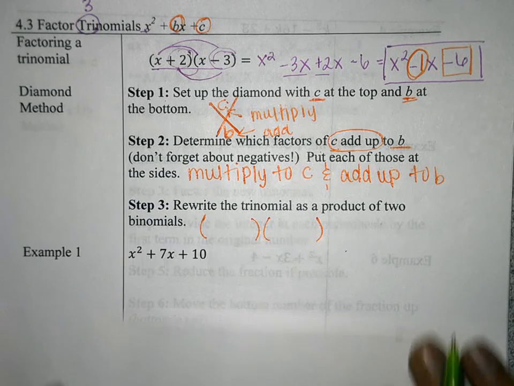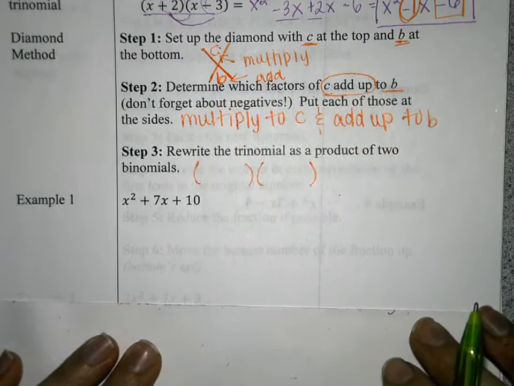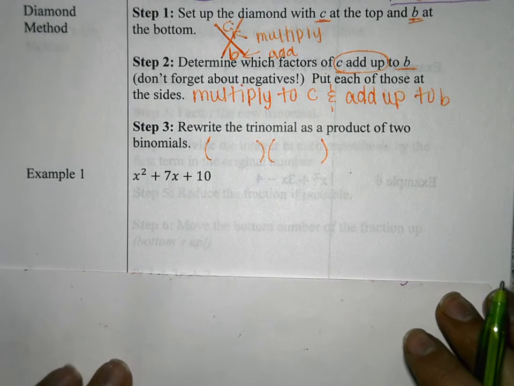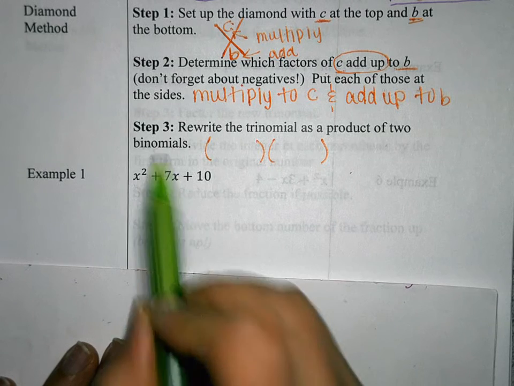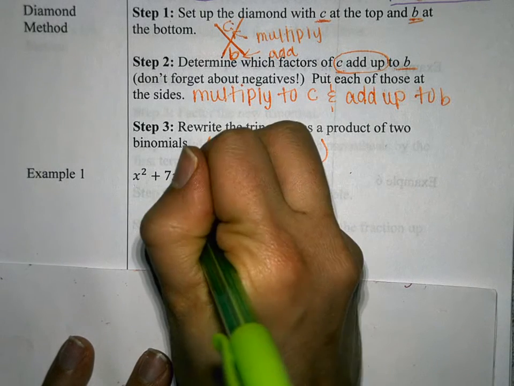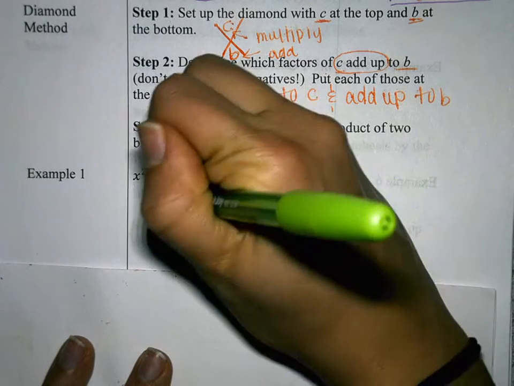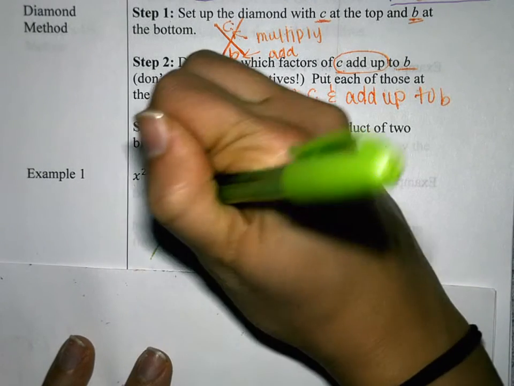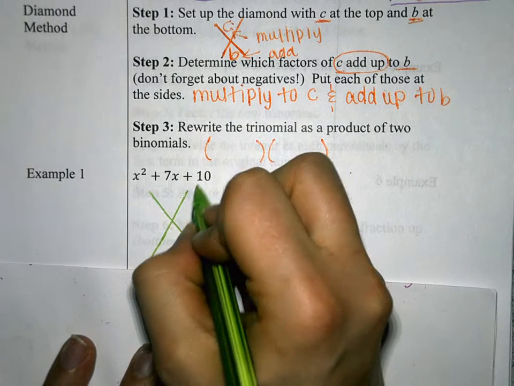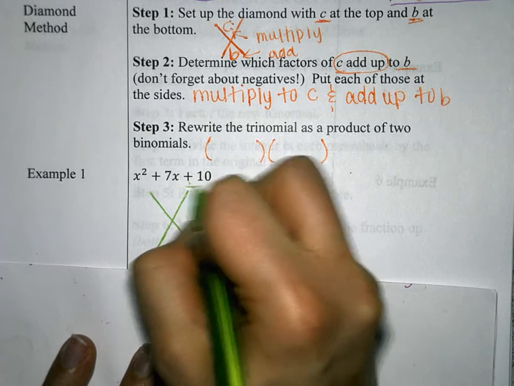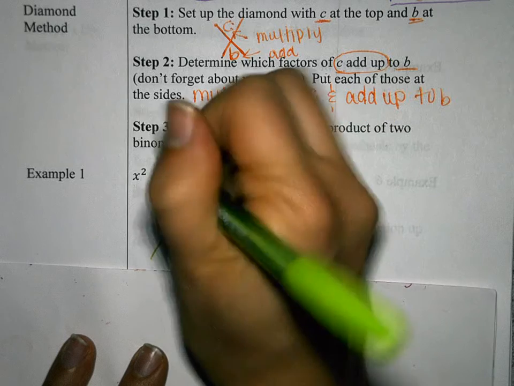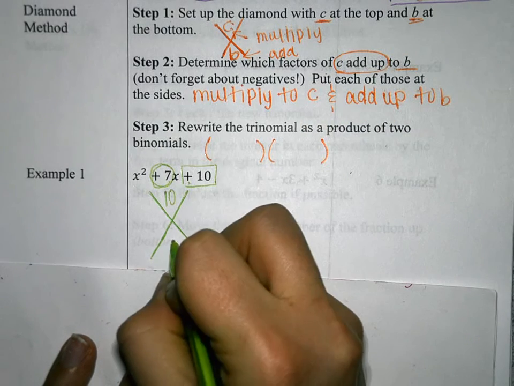Let's actually do an example of this. So example 1, and I'm going to leave the steps up. Example 1, I have x squared plus 7x plus 10, and I want to factor this. So I'm going to use the diamond method. So first thing is I want to set up my diamond. And C goes at the top of the diamond. So positive 10 is going to go up at the top. And positive 7 is going to go at the bottom.